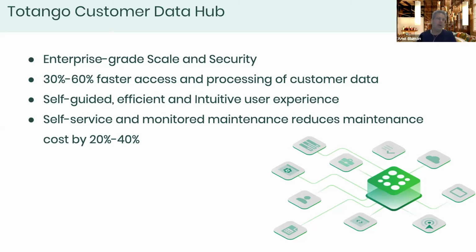And let's start. As I just mentioned, our customer data hub offers enterprise-grade scale and security. We will touch base on those items in the next slide. You will see that there is top-notch security and scale. And I will tell you that we are processing hundreds of millions, even more than that, of events on an hourly basis. So it's huge. We give our customers very fast access to processing, right?